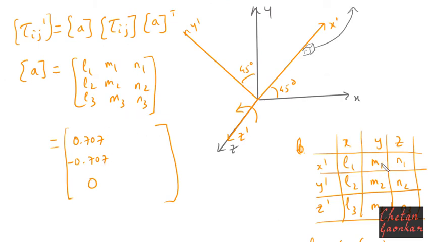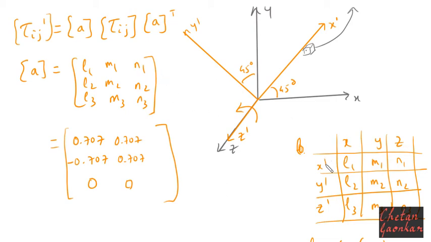Now what about M1? M1 is the cos of the angle between x dash and y. How much is the angle between x dash and y? The angle between x dash and y is 45, and cos of 45 is again 0.707. The angle between y dash and y is again 45, so 0.707. And now the cos of the angle between z dash and y will be 90, so this is 0.